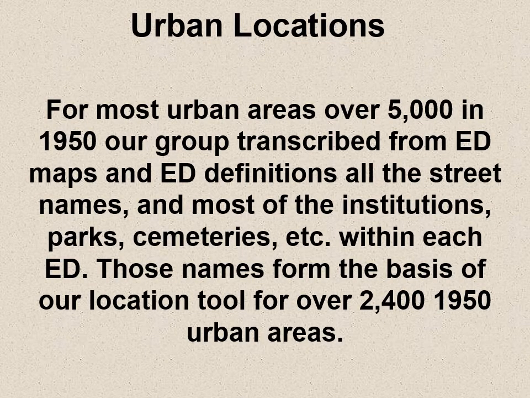Okay, so that's a rural search. Now, in terms of an urban location, it needs a different database. For most urban areas of over 5,000 in population in 1950, our group transcribed from those enumeration district maps and ED definitions all the street names and most of the institutions, parks, and cemeteries that we encountered within each of those EDs. Those names form the basis of our urban location tool for over 2,400 1950 urban areas.